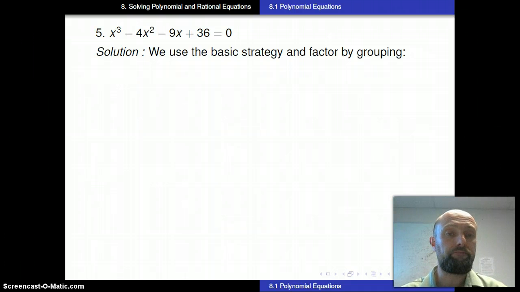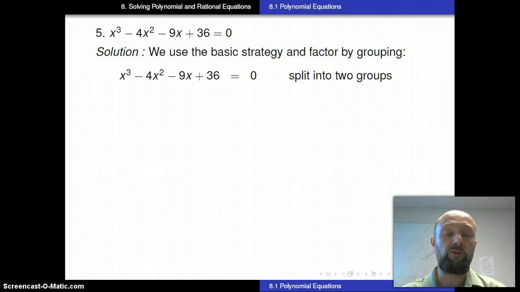Question 5. X cubed minus 4x squared minus 9x plus 36 is 0. We use the basic strategy and try to factor. The only method that can work here is factor by grouping, since we have a 4-term polynomial. So we split into two groups. Since our third term starts with a negative sign, we factor out a negative sign out of the second group.